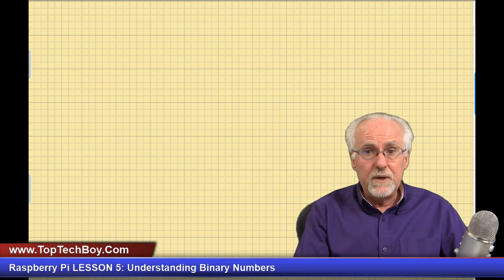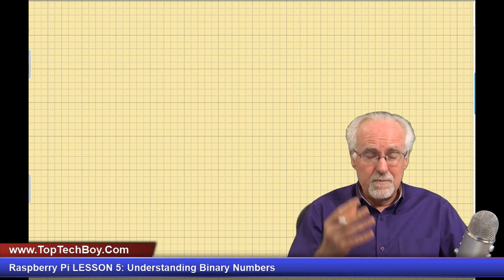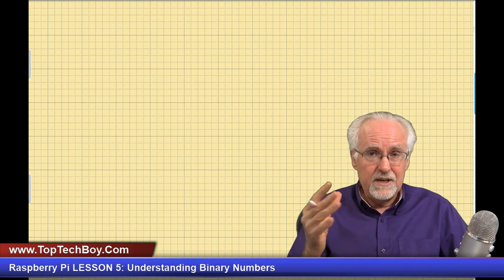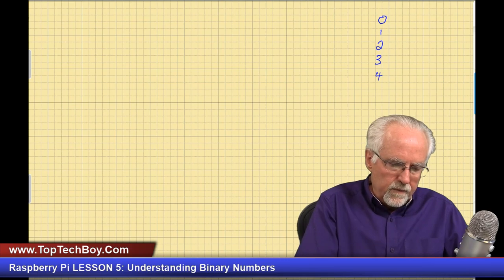Well, to understand binary numbers, the first thing that we need to understand is decimal numbers. Well, you understand decimal numbers, but I want to make sure that you're thinking about decimal numbers right. And how do decimal numbers work? Well, we come over here and we say that we start counting with zero, and then we go to 1, 2, 3, 4, 5, 6.